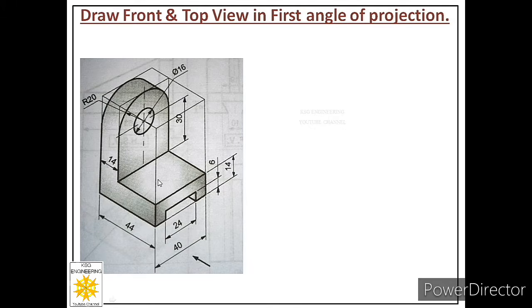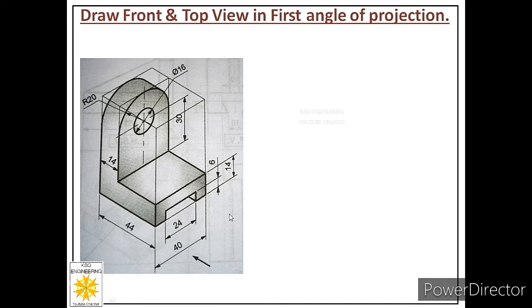Before starting any problem of orthographic projections, first of all we have to locate the front of the object. In this picture, one arrowhead is given to us, and that arrowhead is pointing towards the front side of the object. It means we have to assume that the observer is standing this side, and this is the front side of the object. In first angle projection, the front view of the object will be obtained on the vertical plane that will lie behind the object, and the top view will be obtained on the horizontal plane that will lie below the object, because we are considering that the object is in the first quadrant.